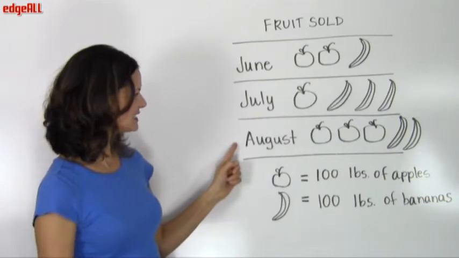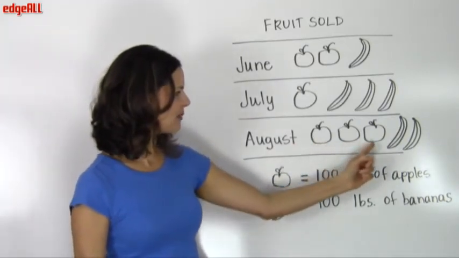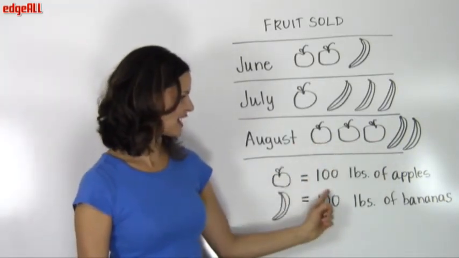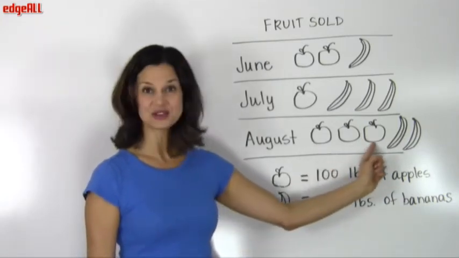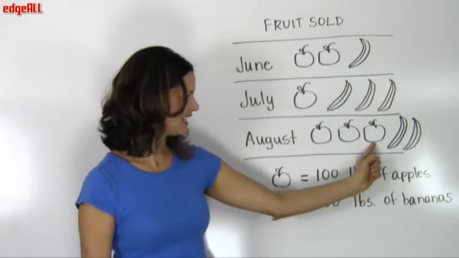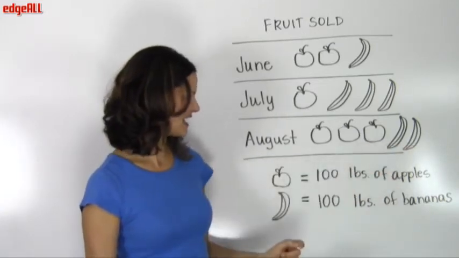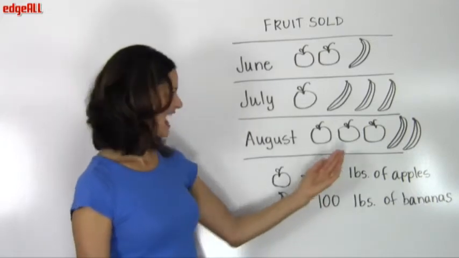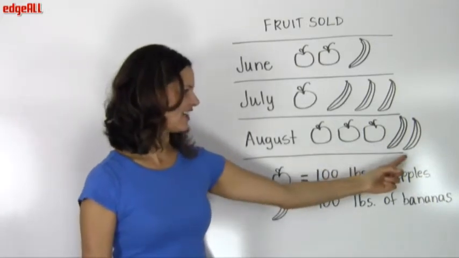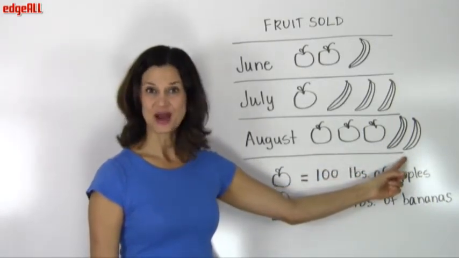And in August, since we have 3 apples, and each apple's worth 100 pounds, we can see that in August we had 300 pounds of apples sold, and with the 2 bananas at 100 pounds each banana, we can see that the August sale of bananas is 200 pounds.